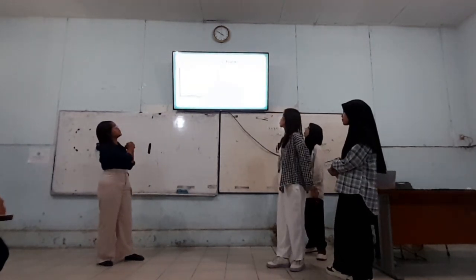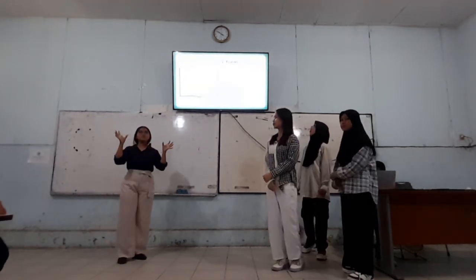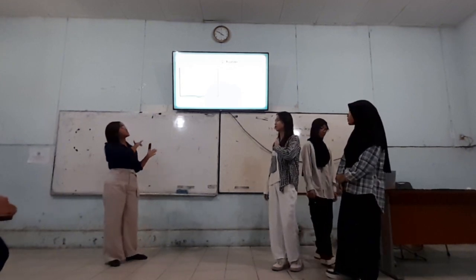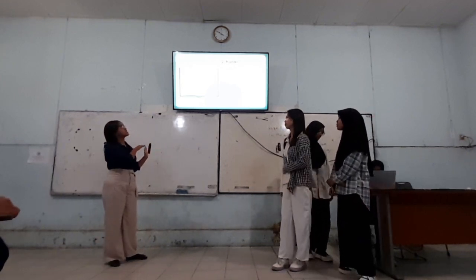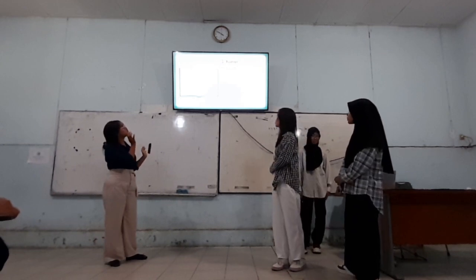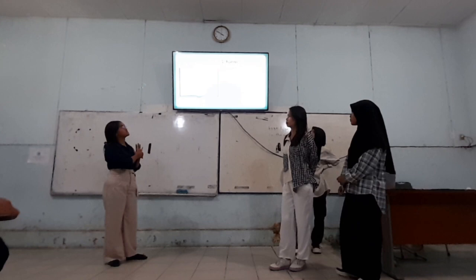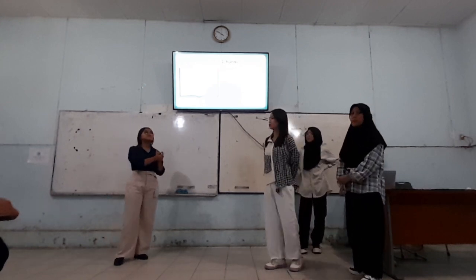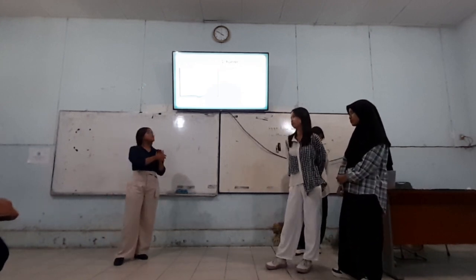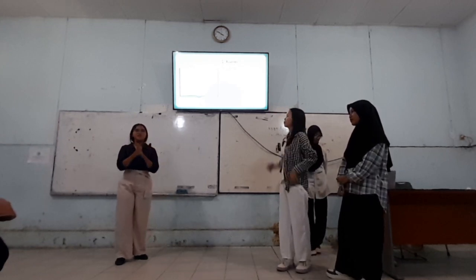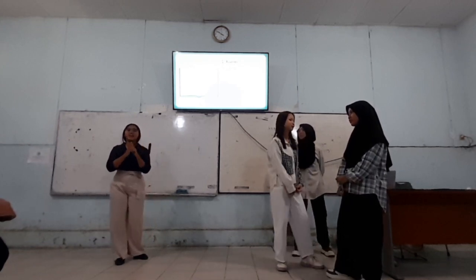And then we have form. Form is a shape of the poem. The first one is sonnet. Sonnet is a 14-line poem, and the example of sonnet is Sonnet 18 by William Shakespeare. And sonnet has a rhyme, and the rhyme is A B A B, C D C D, E F E F, G G.